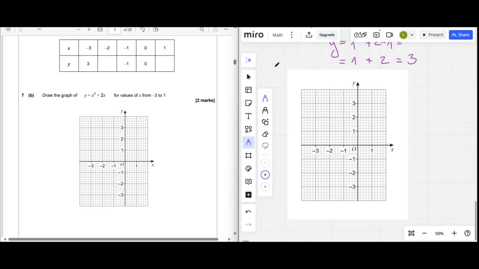All right, so the first point, -3 and 3. The coordinates -3 and 3 will be here. Another one, -2 and 0, so here. -1, -1, so there. And then 0, 0, so there. And 1, 3.